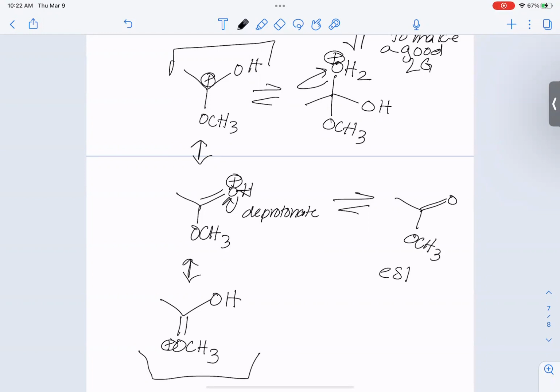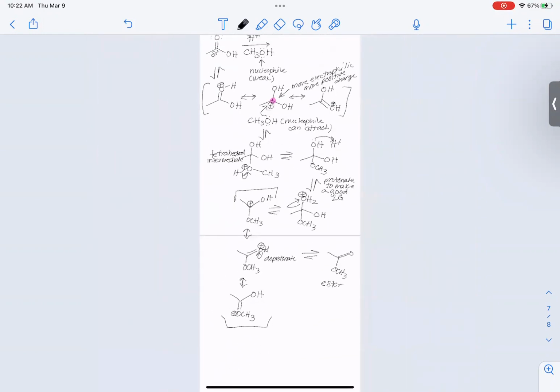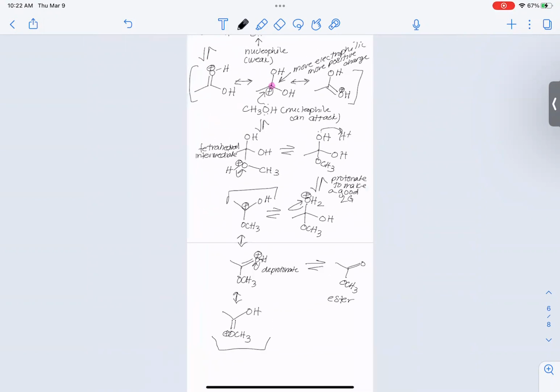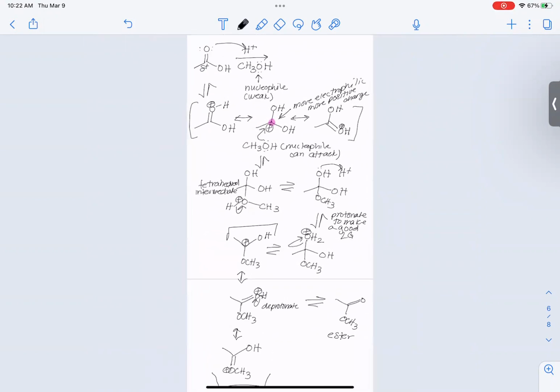And there's my ester. Right. So if I squeeze the whole thing in, there's your whole mechanism, okay? Again, notice the reversible arrows. Water is a side product. To drive this reaction forward, we want to remove water.